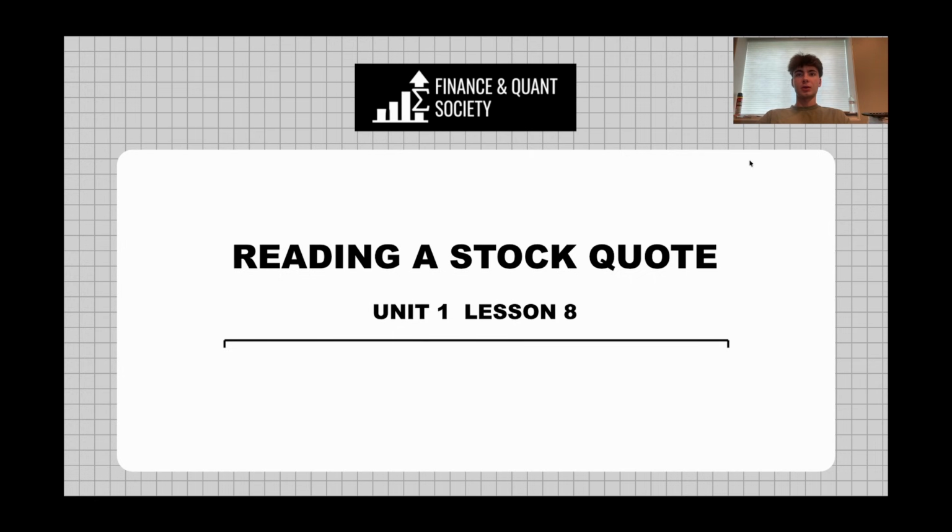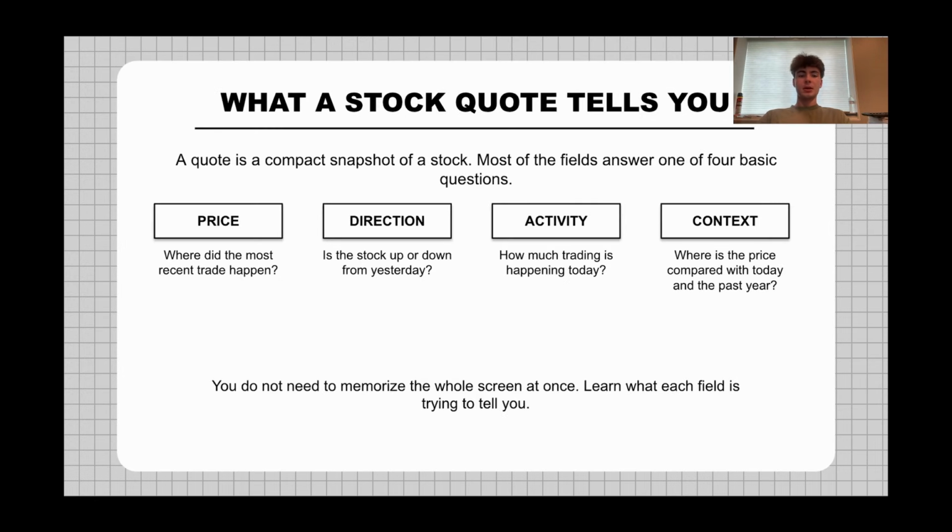So what does a stock quote actually tell you? They tell you four different things. Price: where did the most recent trade happen? Direction: is the stock up or down compared to yesterday? Activity: how much trading is actually happening, or volume? And finally, four, context: where is the stock compared with earlier today, over the past years, or over different time horizons?